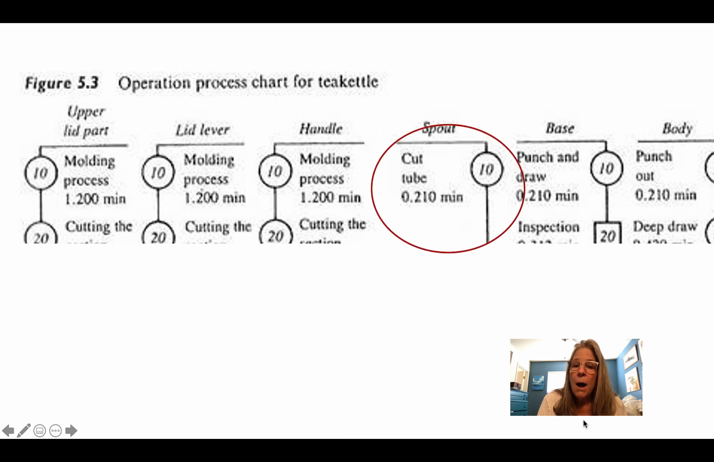The other piece of information that can be seen on this is the amount of time it takes to do that particular operation or inspection. So this is going to be important when you design the capacity, or how many people you're going to need in order to meet demand. You need to have a standard time related to each of the steps in the process. So for cutting the tube, it takes 0.21 minutes. Almost always in industrial and manufacturing engineering, we express time in minutes.